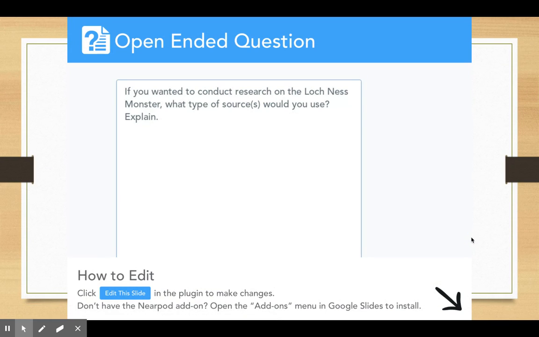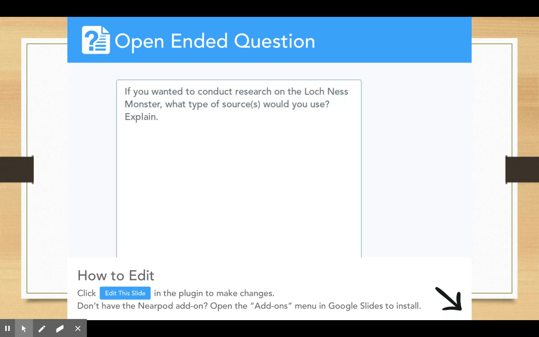All right, you can't type on this slide, but I want you to think. If you wanted to conduct research on the Loch Ness Monster, what kind of source or sources would you use? Think about that just for a second or two. What kind of sources would you use? Well, what do you think? What kind of sources would you use?